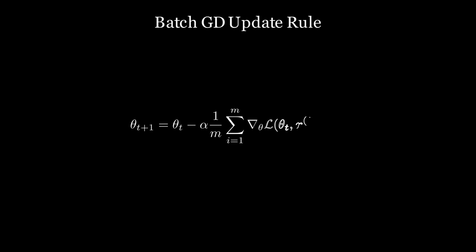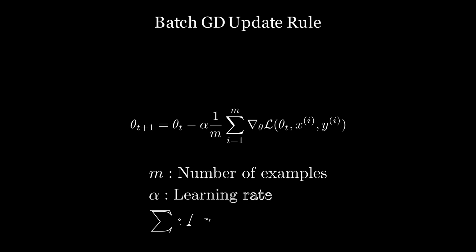The update rule for batch gradient descent computes the average gradient over all training examples before updating the parameters. Here, m is the number of training examples, alpha is the learning rate, and the summation calculates the average gradient across all examples.